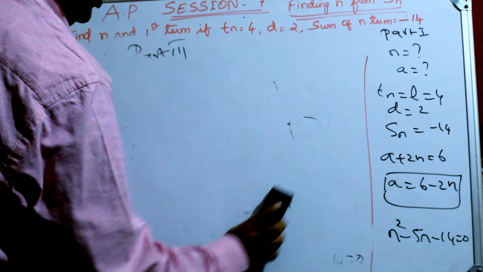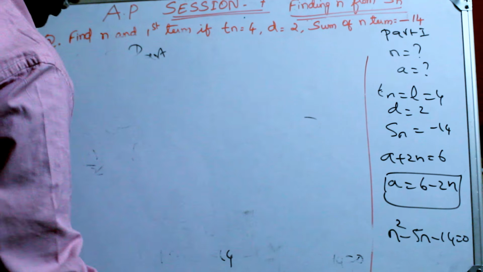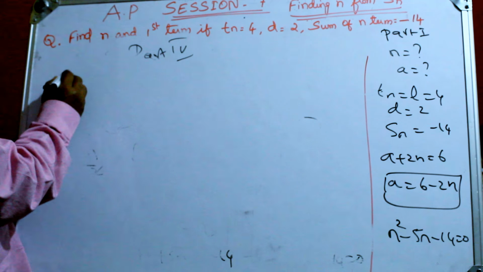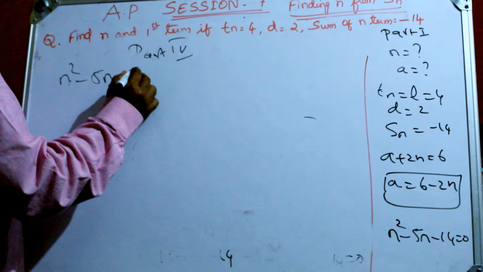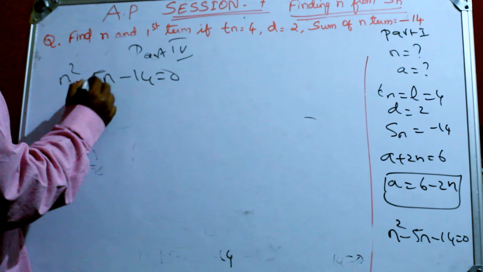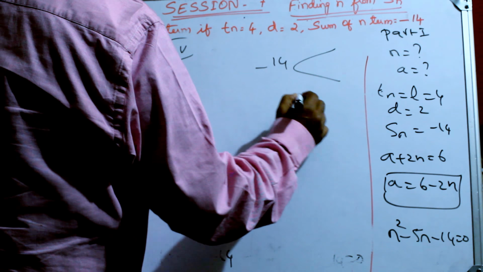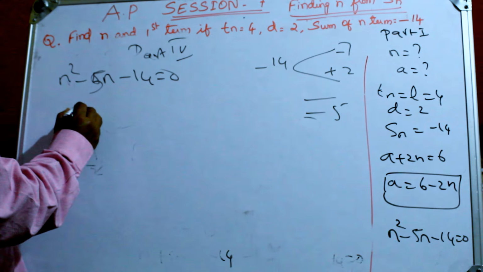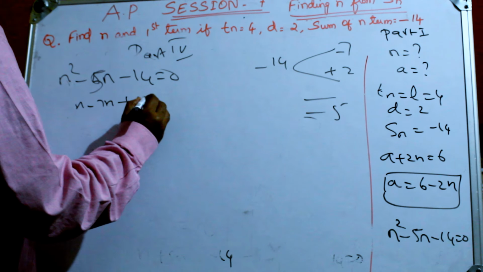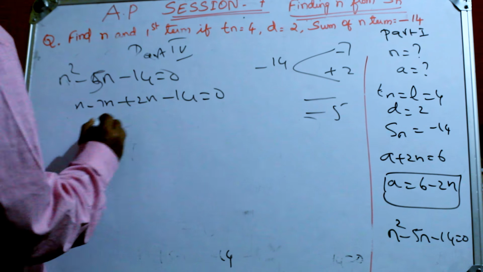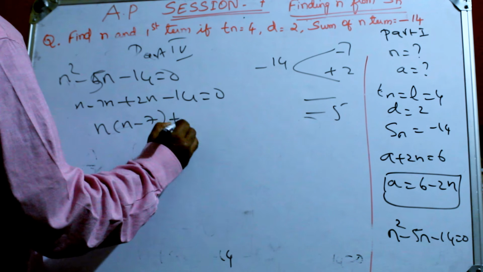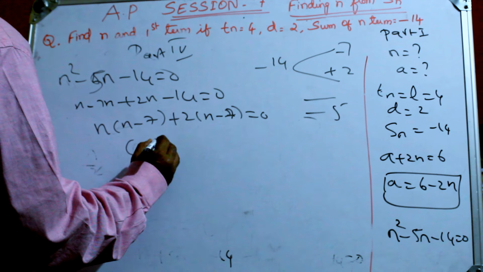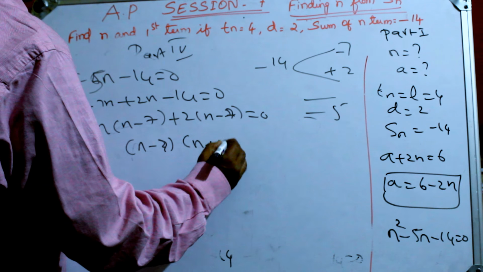So we will write this quadratic equation. You call it as part 4. So you write n square minus 5n minus 14 equal to 0. So when you split it, put minus 14 and minus 5: 7 2's, minus 7 plus 2. So you get n square minus 7n plus 2n minus 14 equal to 0. You get n into n minus 7 plus 2 into n minus 7 equal to 0. You get n minus 7 into n plus 2 equal to 0.